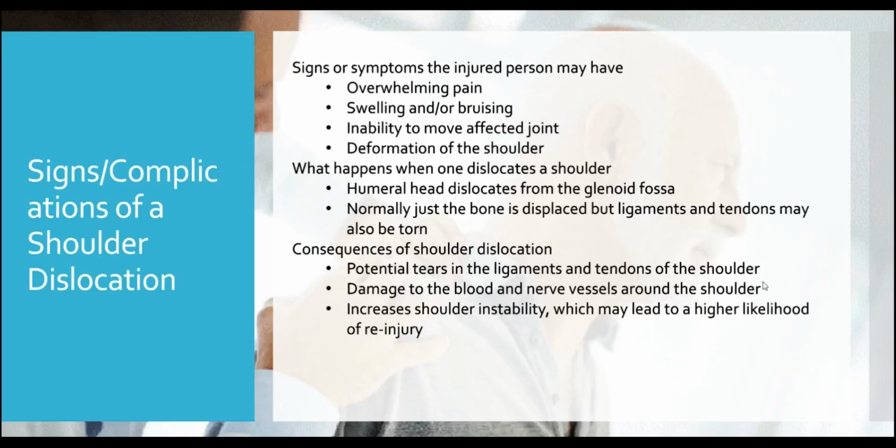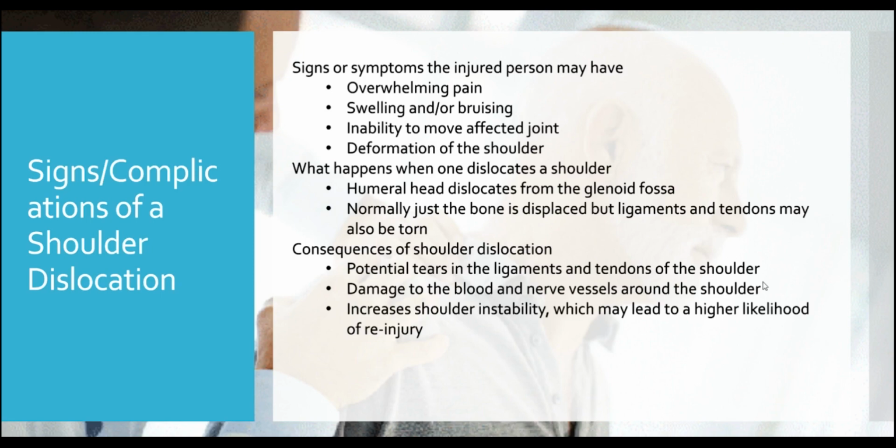Now we're going to talk about the signs and complications of a shoulder dislocation. The signs and symptoms the injured person may have are overwhelming pain, swelling and or bruising, the inability to move the affected joint, and the deformation of the shoulder. What actually happens when someone dislocates a shoulder is the humeral head dislocates from the glenoid fossa, and normally the bone is just displaced, but ligaments and tendons may also be torn.